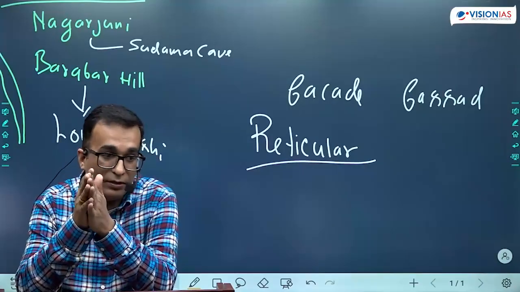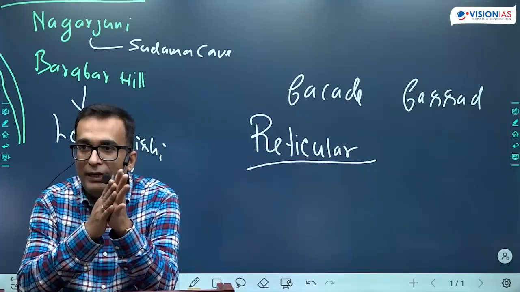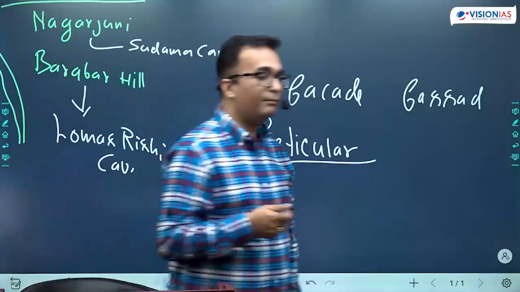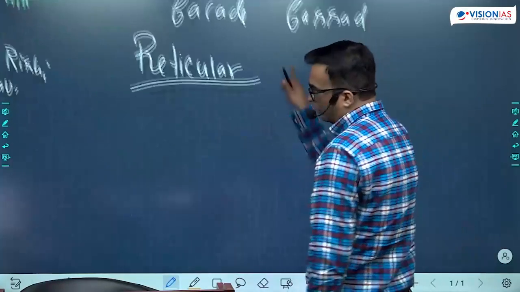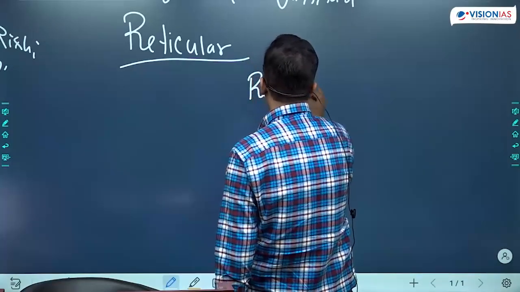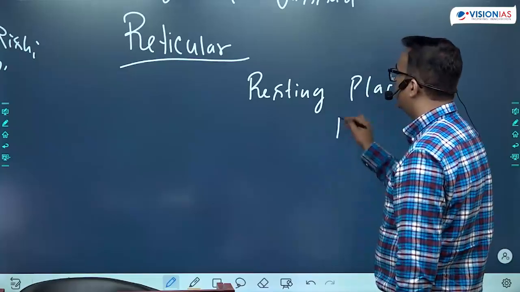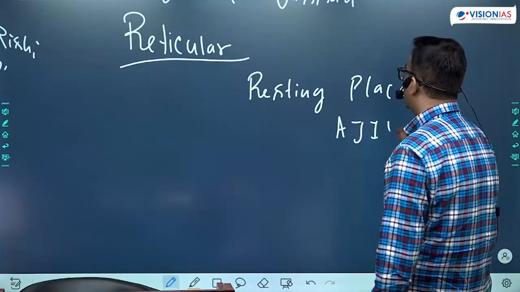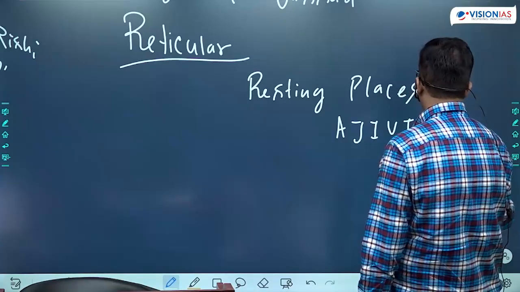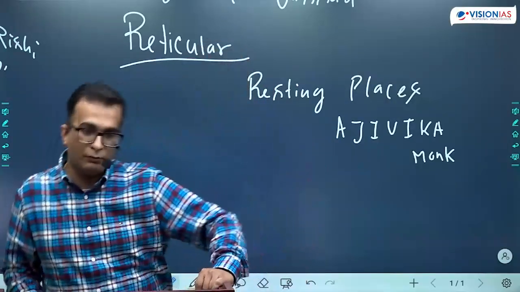So one more line you write. These caves were mainly meant as resting places for Ajivika monks.